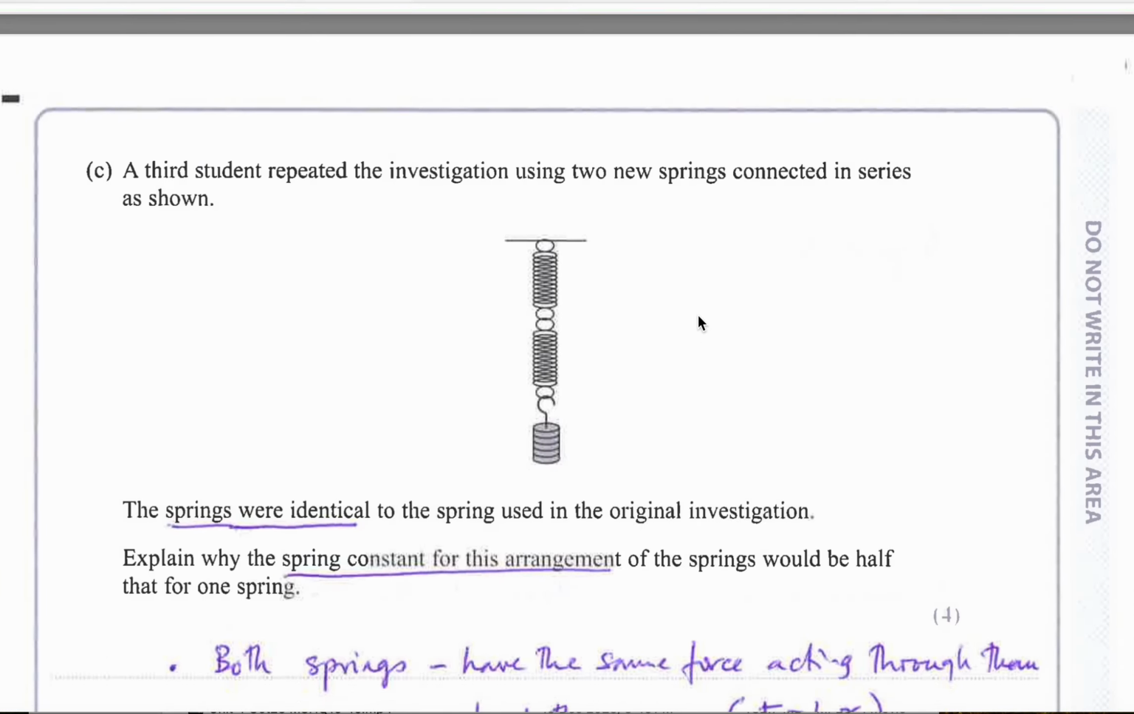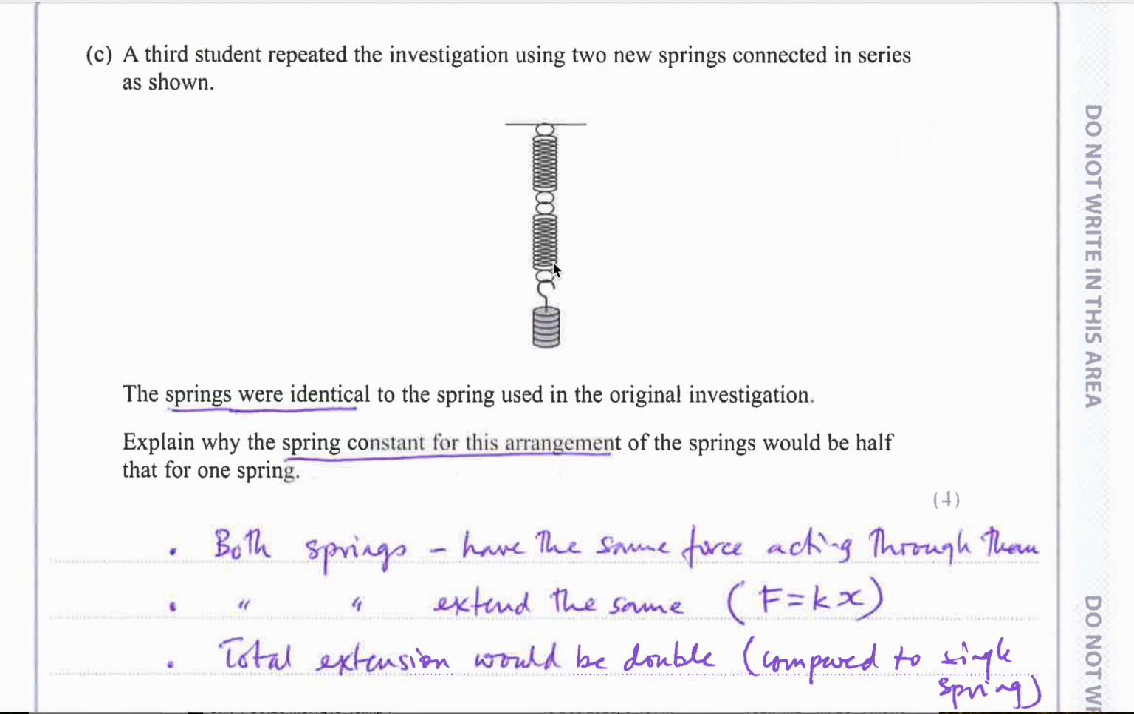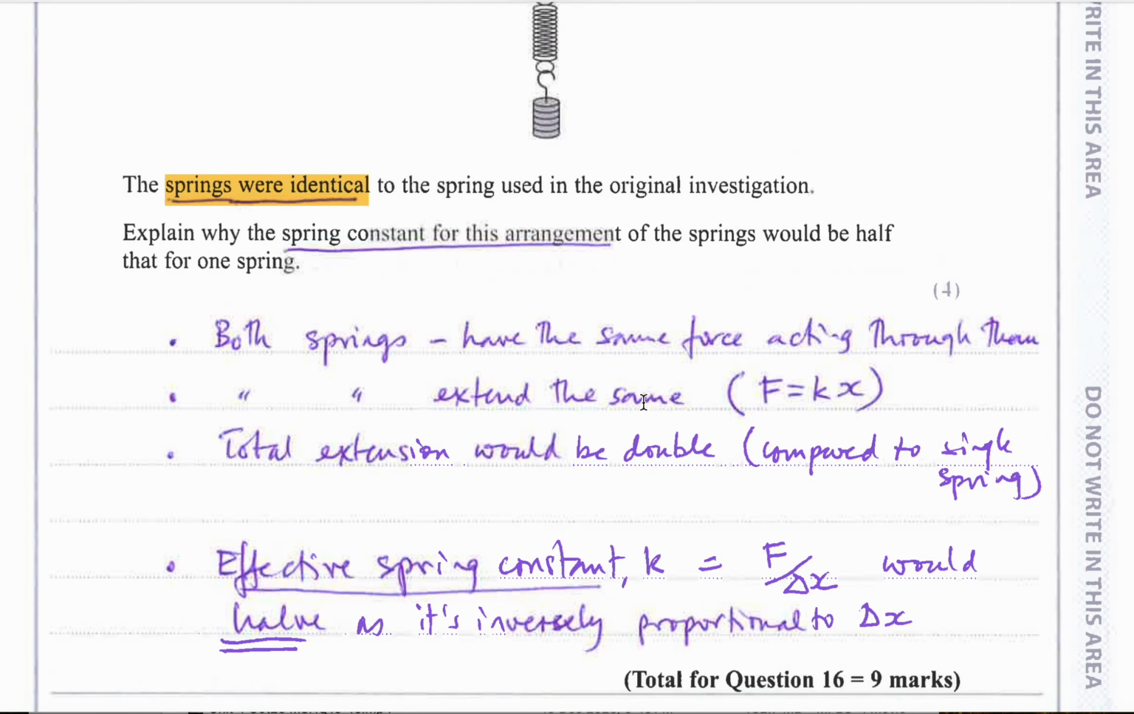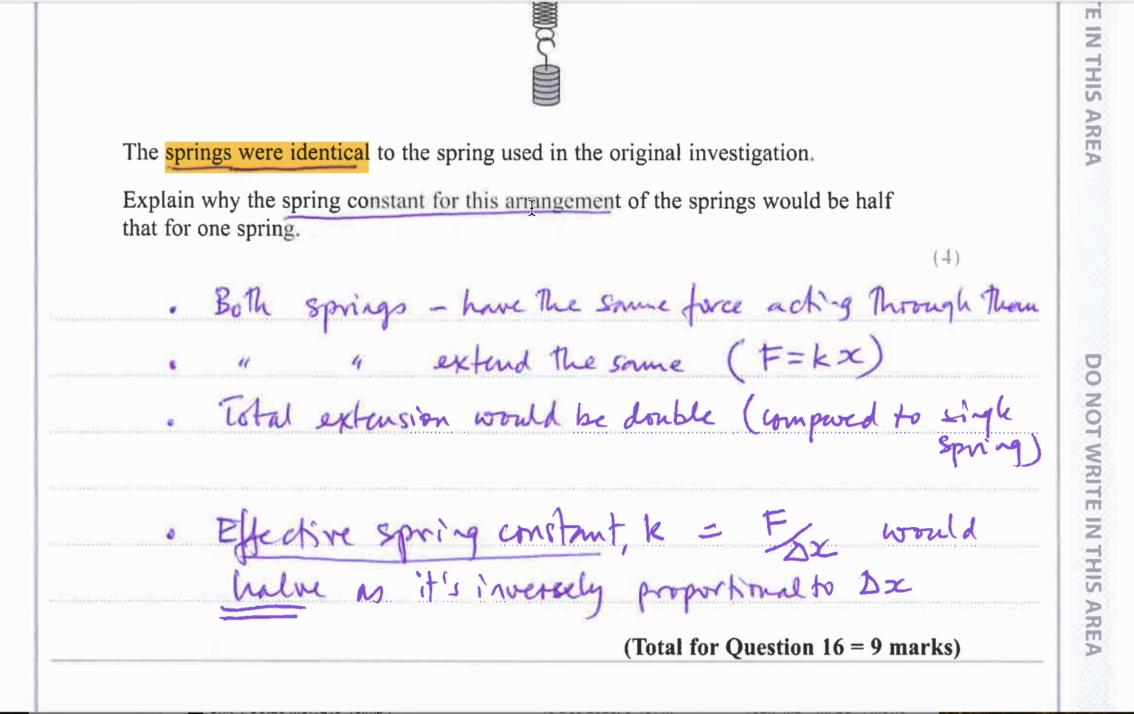Okay. Part C has got two springs joined together. So you've got the two weights added together. Two new springs, and they're presumably identical. They're in series as shown. The springs were identical, as I assumed they were going to say, to the original one in the original investigation. Explain why the spring constant for this arrangement of the springs would be half the spring constant for having one spring.